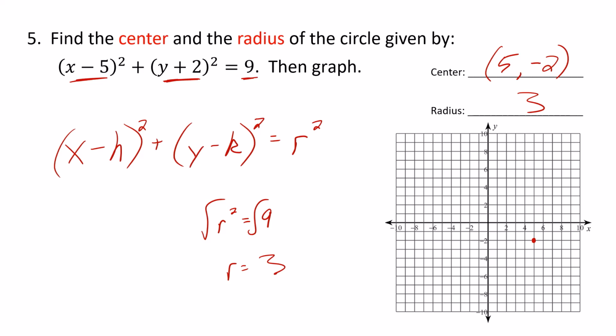So now that I know that the radius is 3 and I have my center plotted, essentially I now just go out each direction that I can on this grid. So up, down, left, and right would be the ways I would go at a distance of 3. So I'm going to count right 3 from my center, up 3, left 3, and down 3. And then from here we just do our best to try and draw a nice circle that goes through those points.